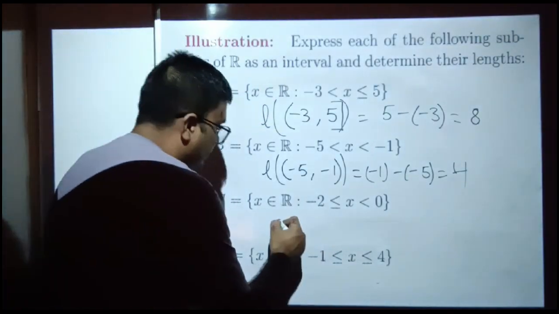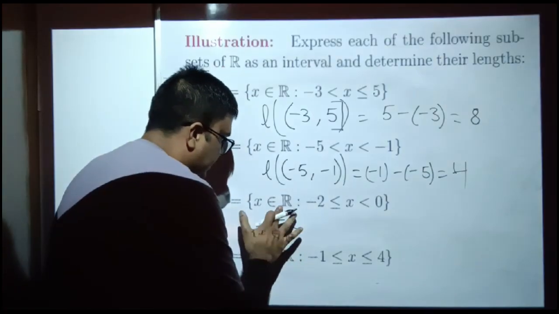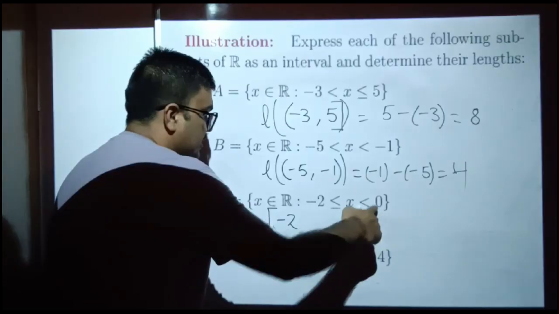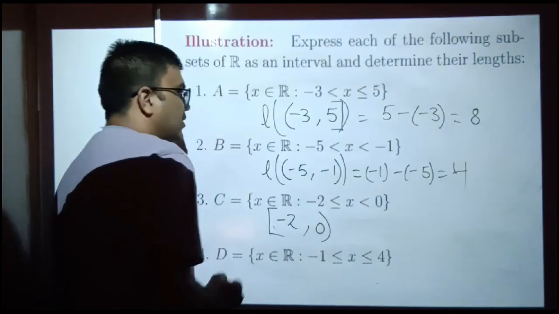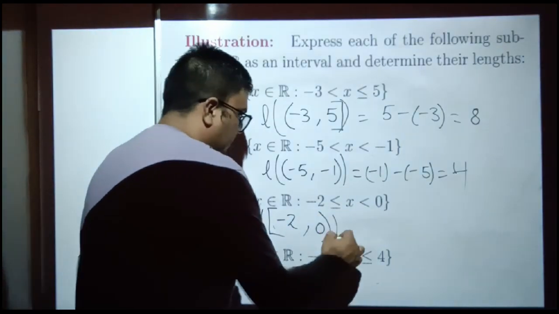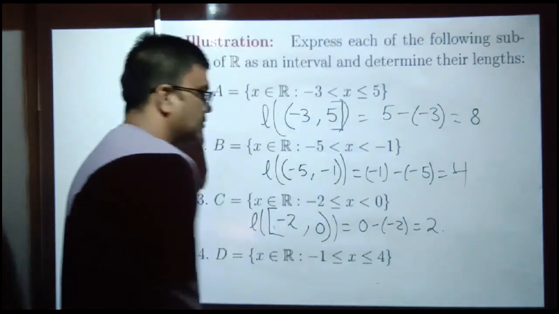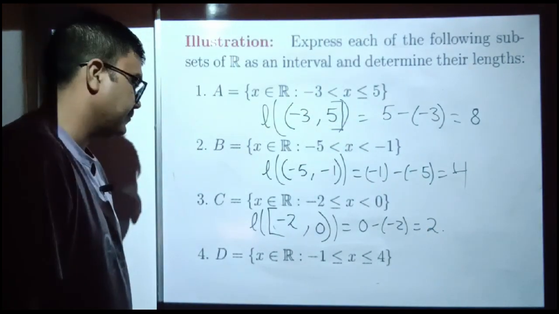In this interval, minus 2 is included. When minus 2 is included, we will have a square bracket. 0 is not included, so we will have a round bracket. The length of this interval is 0 minus minus 2. The answer we obtain is equal to 2.